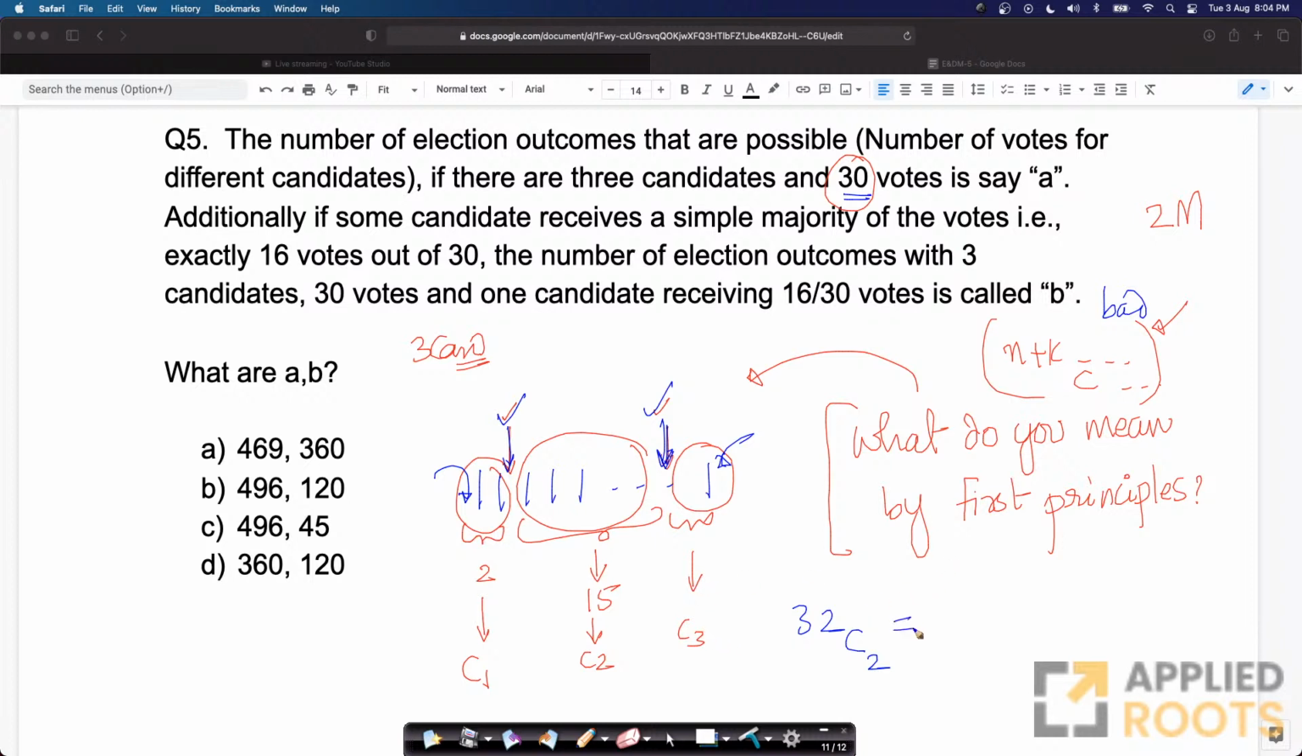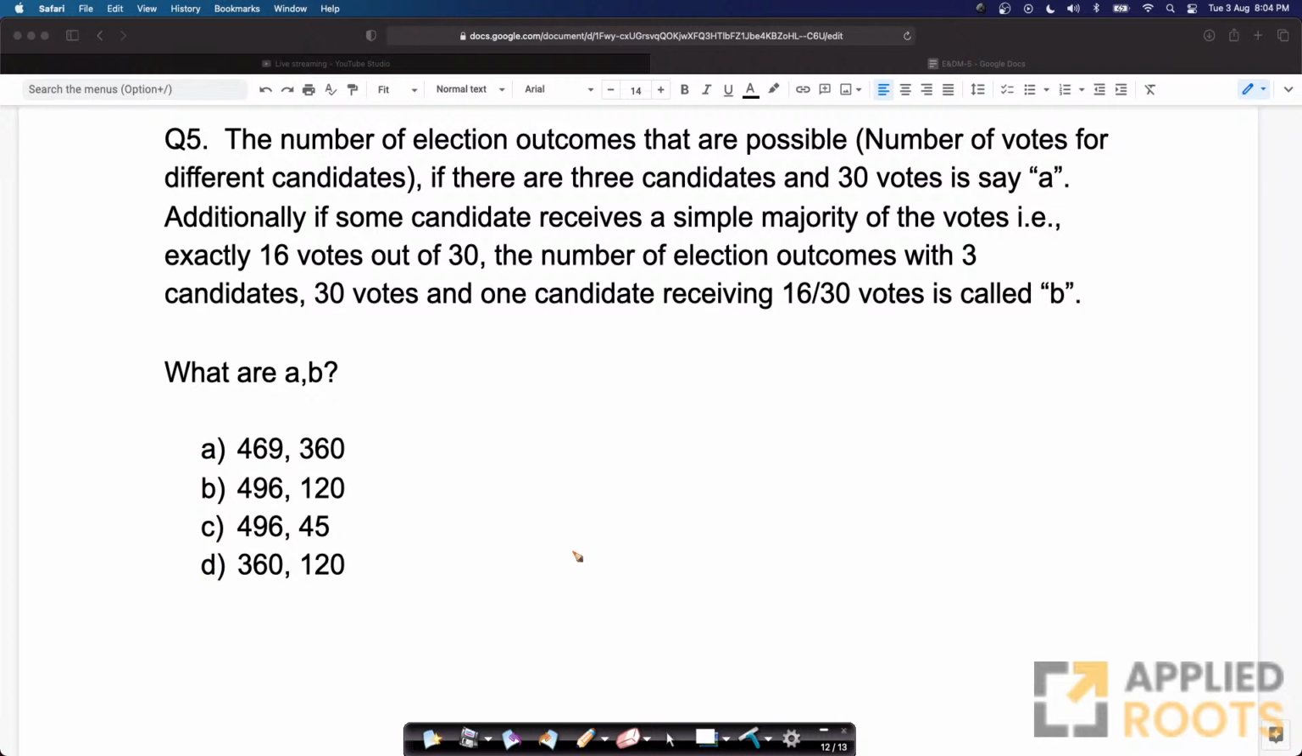So what is 32 choose 2? If you just work out the math, it comes to 496. So obviously A cannot be the right answer, D cannot be the right answer. 496 is A, right? That's what I mean when I say think from first principles. This is my approach, helped me all throughout these years. So A is 496, we already have it.